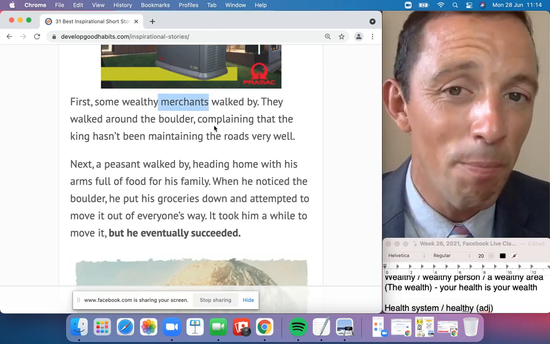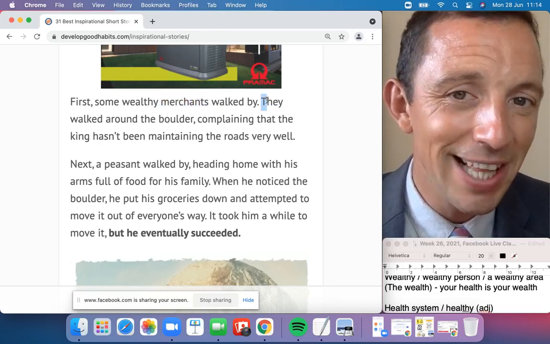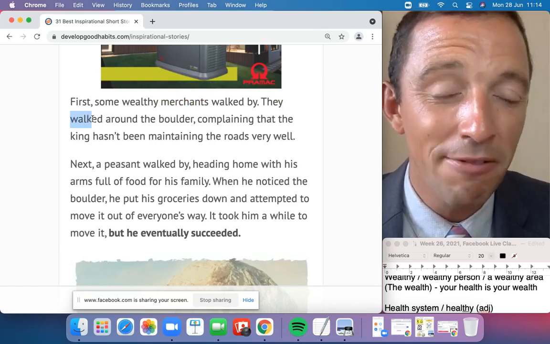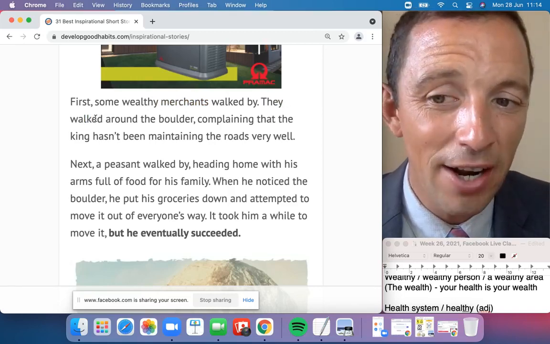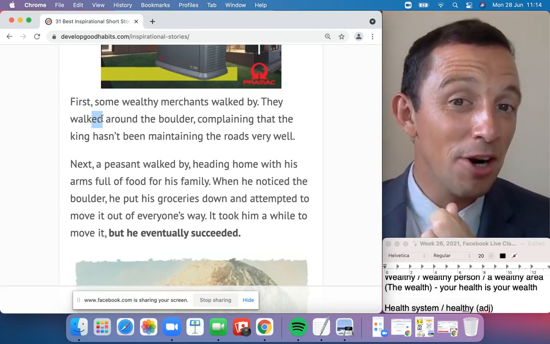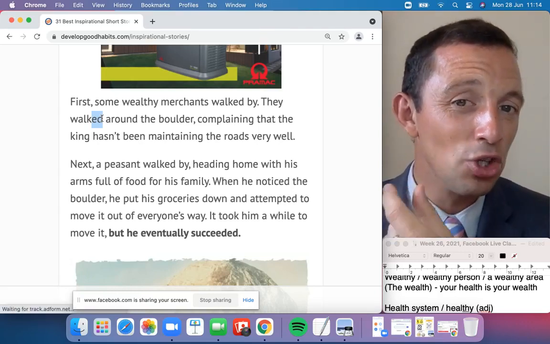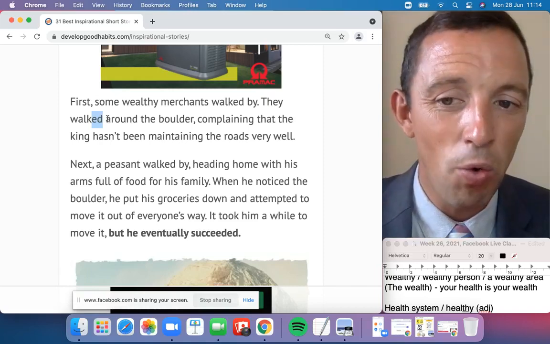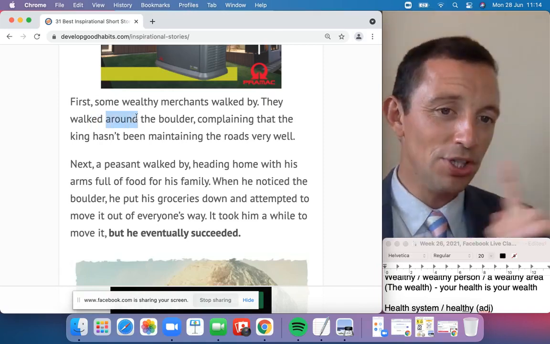Okay, here we have the subject, they, and this is the representation of the merchants. Okay, so you have the merchants, the people, ellos, they. Walk is the verb. In the past, it's regular. So they walked in the past. And remember to construct the verbs generally in the past, we just add ed. So they walked around, preposition.